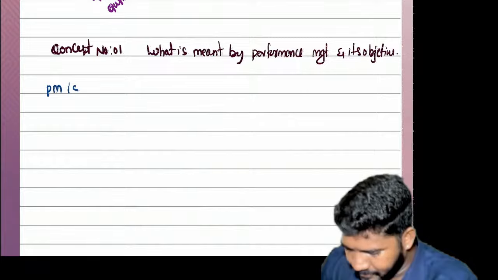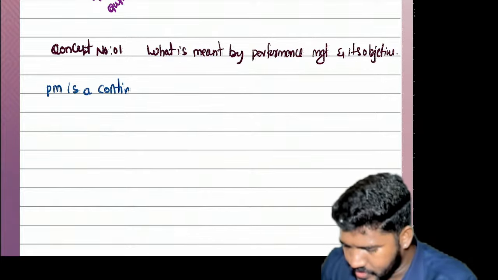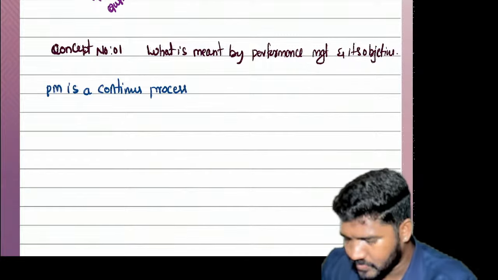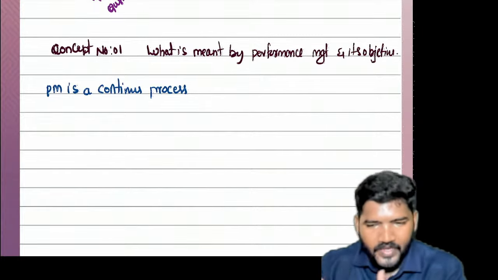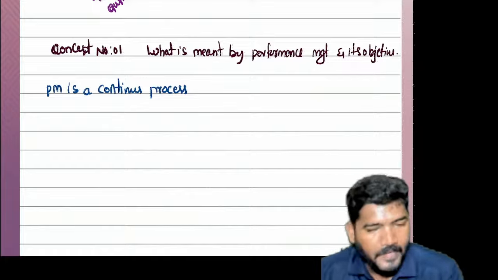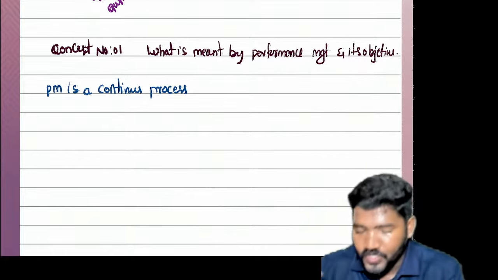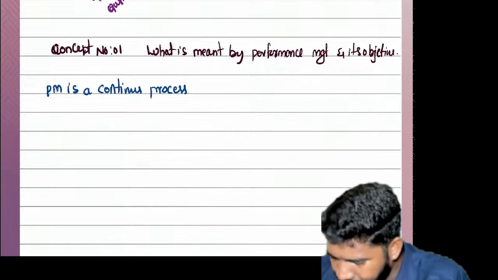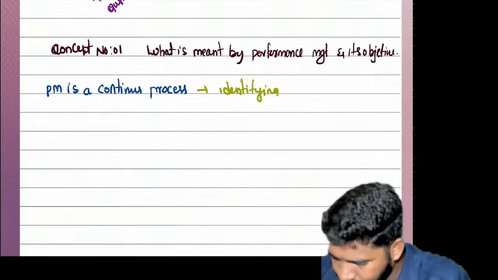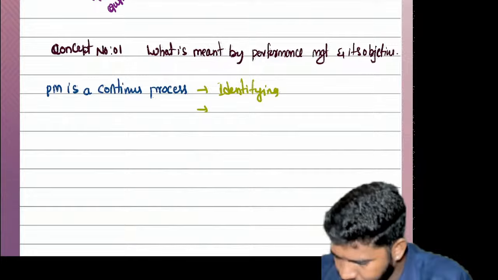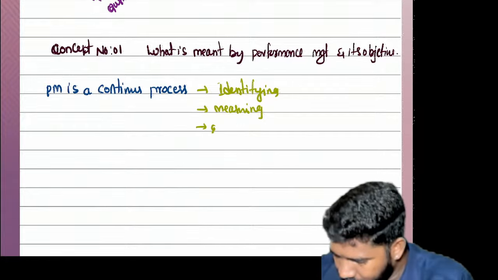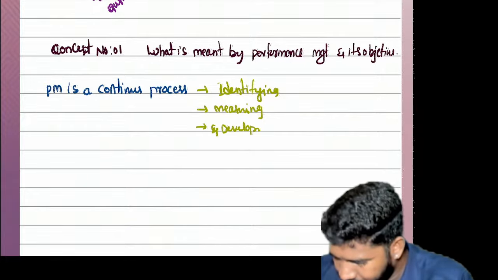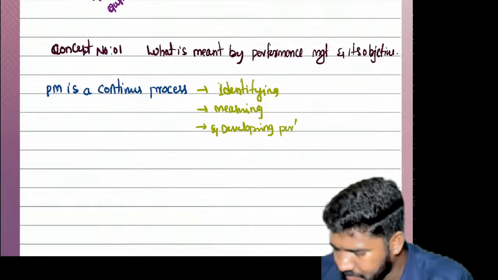Performance management is a continuous process. It's not a single time. Every time we are doing it again and again, we are measuring our company performance. That is called performance management. So performance management is a continuous process of identifying, measuring, and developing performance.